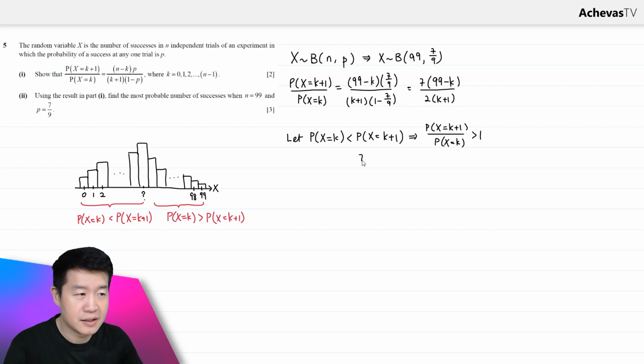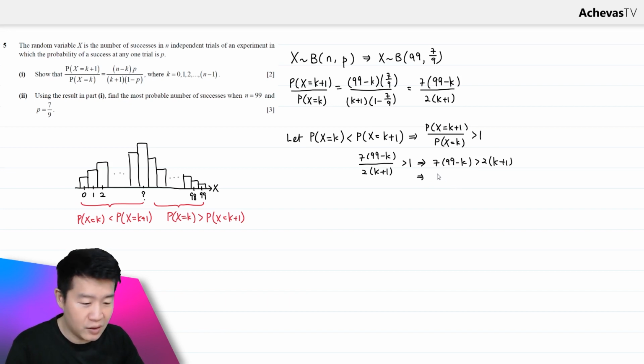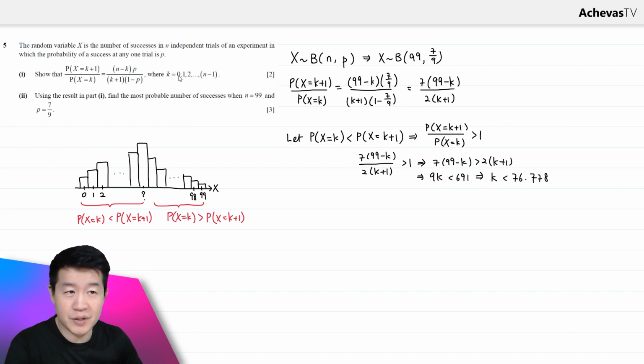And what is this? This is 7 times 99 minus k divided by 2 times k plus 1, where this is supposed to be bigger than 1. And because k is 0 all the way until n minus 1, 2 times k plus 1 is a positive number, so I can multiply across the inequality. I'll get 7 times 99 minus k is going to be bigger than 2 times k plus 1. This will tell me that 9k is less than 691, so k over here is going to be less than 76.778.